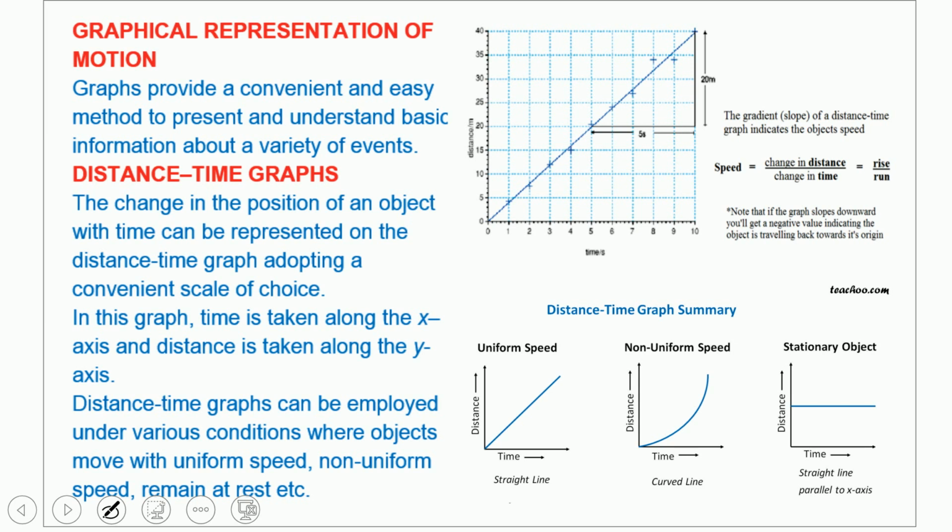Now listen students, one thing: in a time graph, that is, in the graphical representation of motion, time is always taken on the x-axis. That is very important. Now the distance, velocity, etc. will be taken on the y-axis. That is the other thing. In the distance-time graph, the distance is taken along the y-axis and the time is taken along the x-axis.